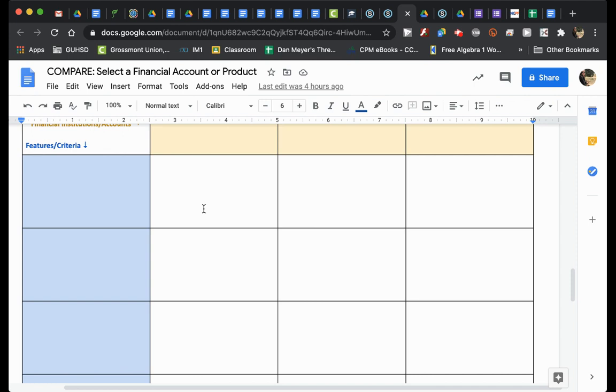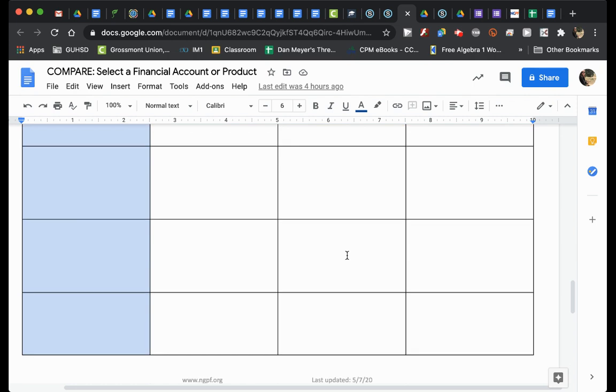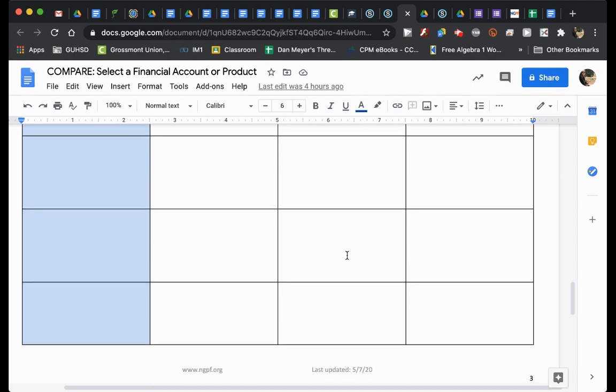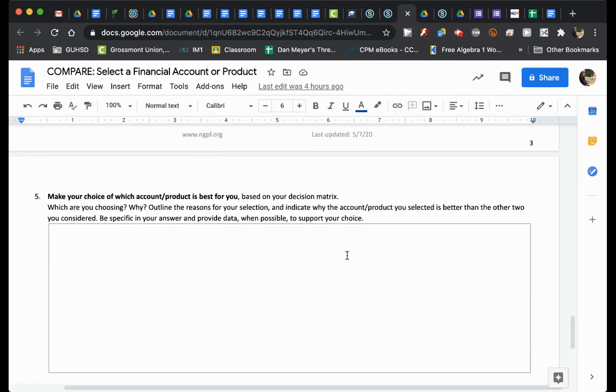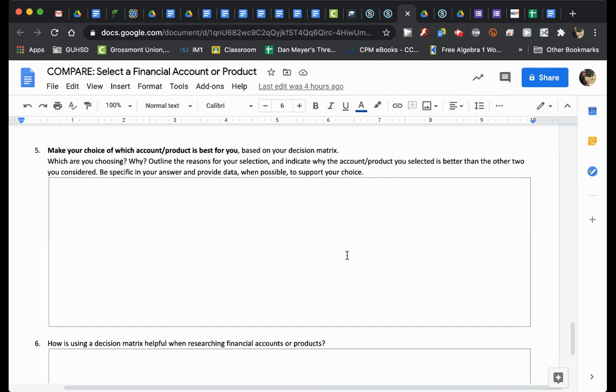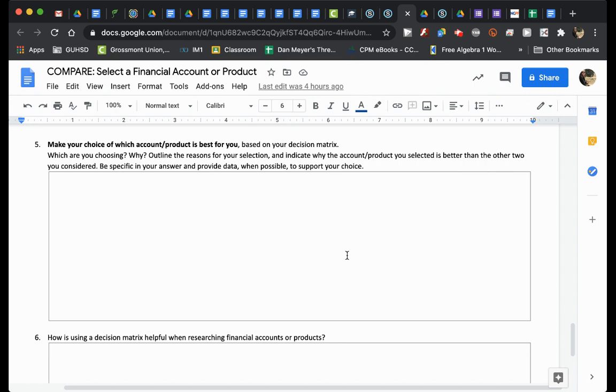Another example might be overdraft fees. So you might be able to list bank X has these types of overdraft fees compared to bank Y has these types of overdraft fees, and so on. So once you fill out the matrix for the 2 or more criteria that you've chosen, then you're going to move on to making a decision. So which one are you choosing and why? And you explain why you chose that one.